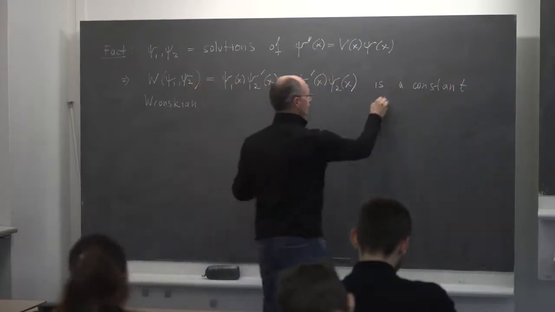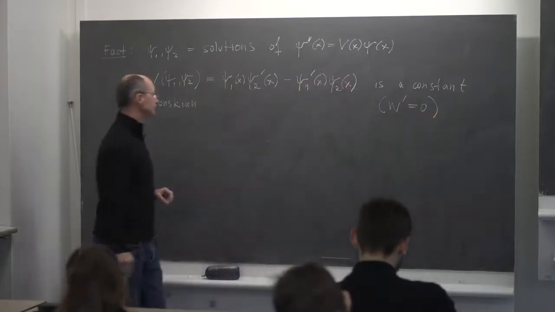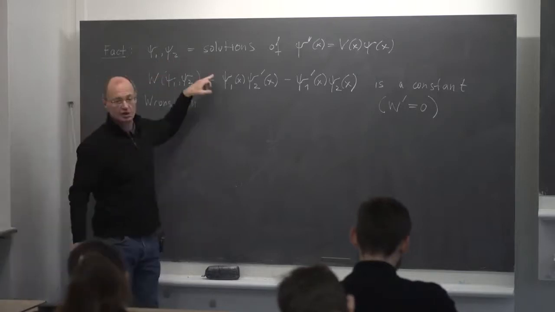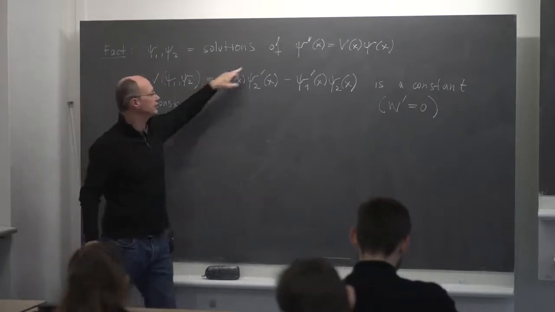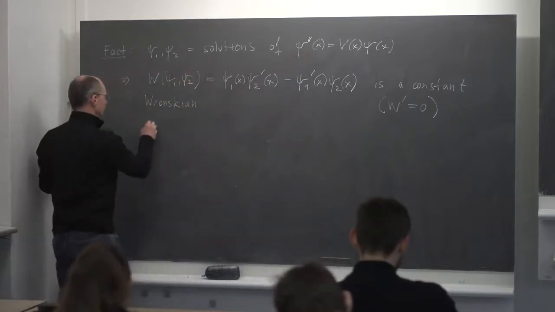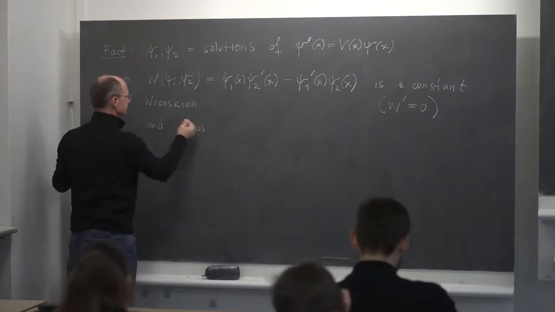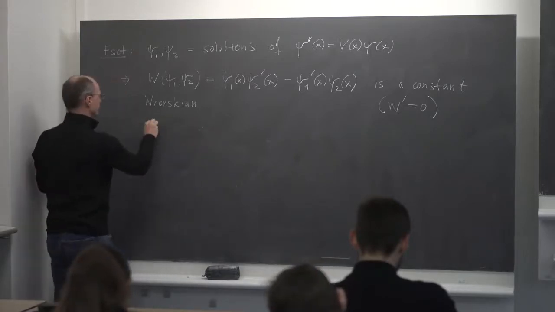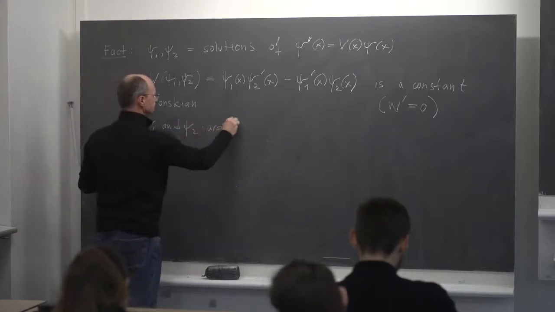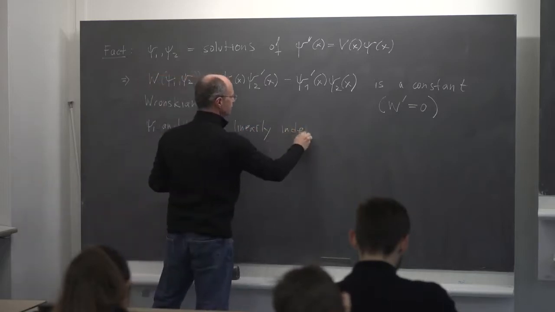And so in other words, its derivative is equal to 0. So that's, of course, something you can very easily check by just taking the derivative of this expression and using the equation for psi1 and psi2. And if the constant is nonzero, psi1 and psi2 are linearly independent.